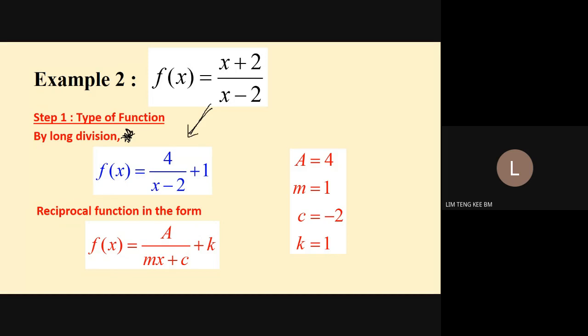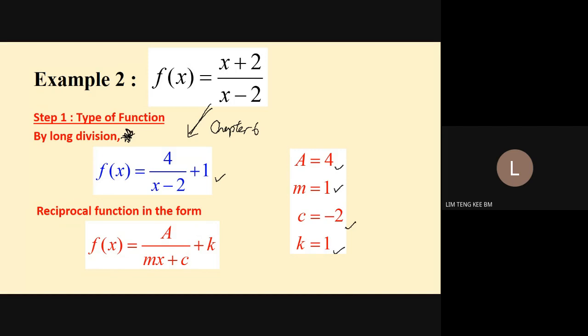If I use long division, the idea of long division you will learn later in chapter 6 on polynomials. After I get this form, it corresponds to the form of the reciprocal function I have, a over (mx plus c) plus k, where a is 4, m is the coefficient of x, which is 1, c is minus 2, and k is 1. So I have identified that it fulfills the requirement of the type of function we need.